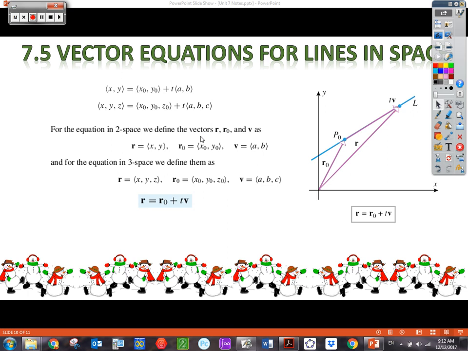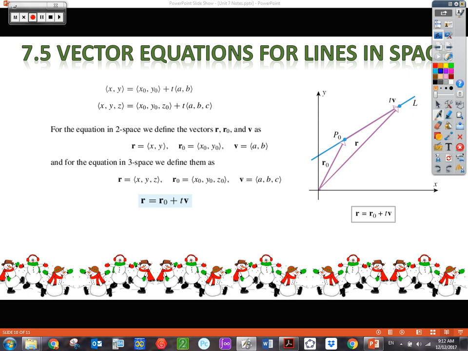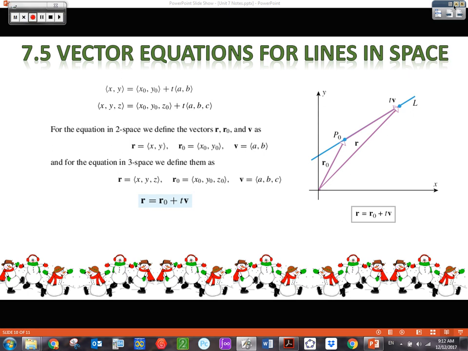Let's take a look at our lesson for today. We're going to be looking at vector equations of lines in space. That is our job for today.